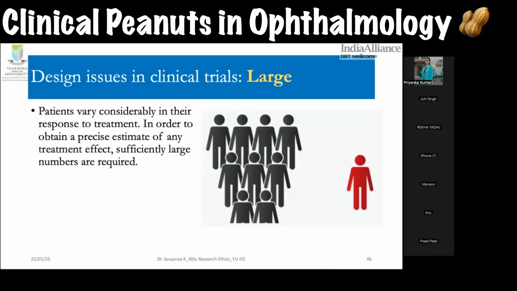Another important issue is that clinical trials need to be large. You cannot do a clinical trial on 5 patients, 2 patients, or 3 patients, because if the randomization has to work, then we need a larger sample, and the large sample size is based on calculations. So you cannot do a randomized clinical trial on a very small sample.